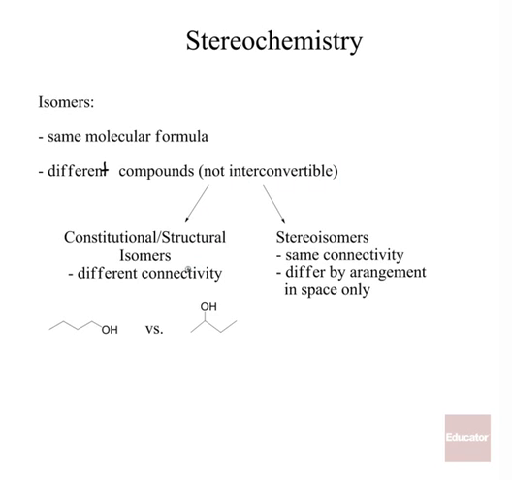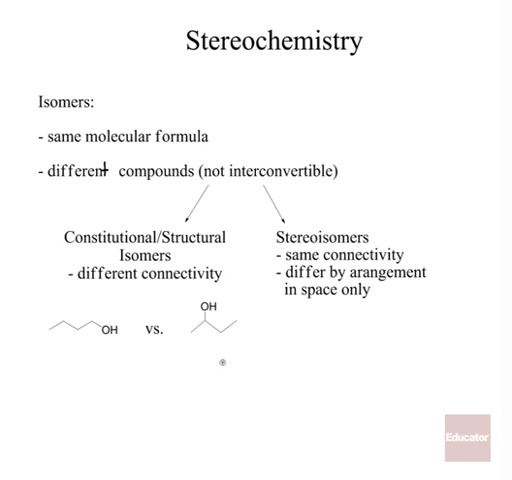Now, the original isomers we have are known as structural isomers or constitutional isomers. These are the ones with different connectivity. So, for example, these 2 alcohols are unique compounds, but because they have the same number of carbons, hydrogens, oxygens, they are defined as isomers of one another.